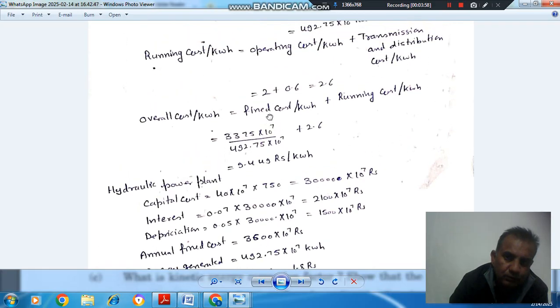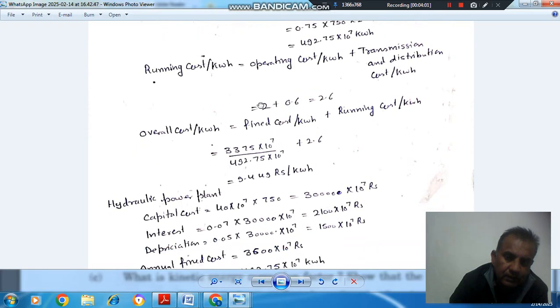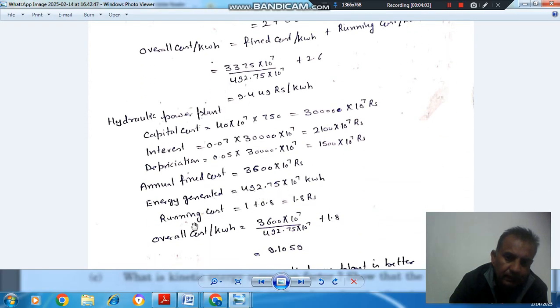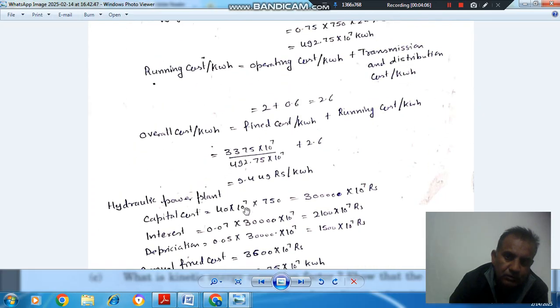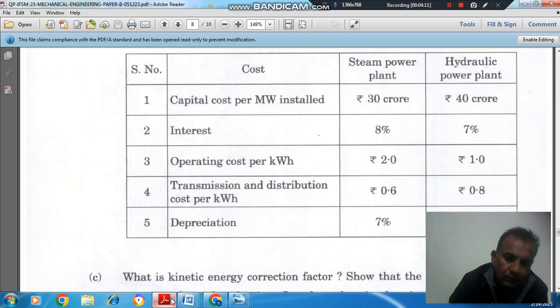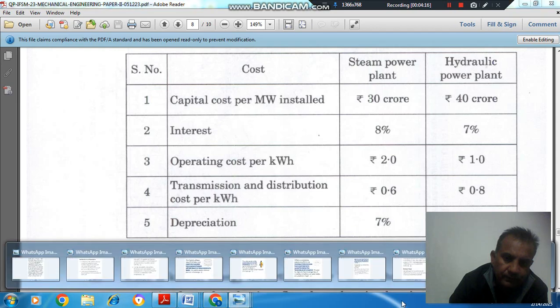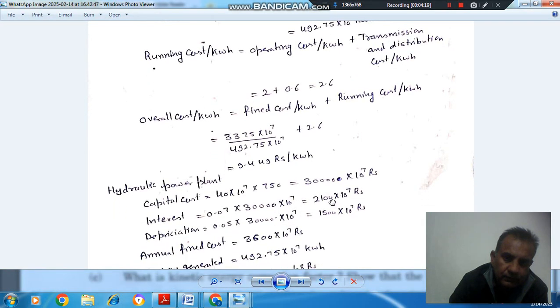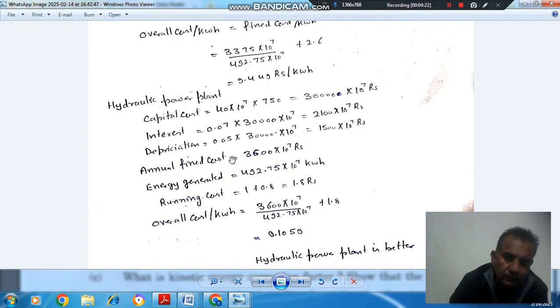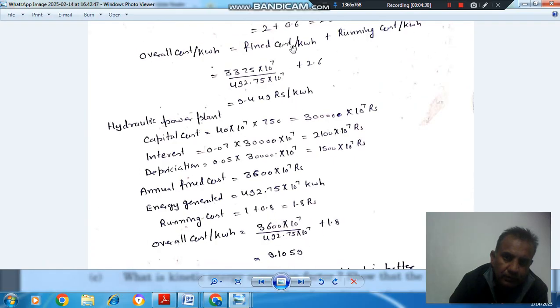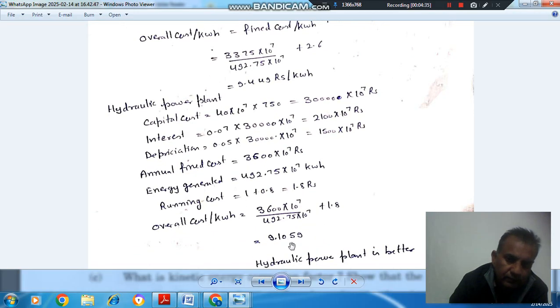Energy generated is the same because peak load is the same, number of hours is the same and load factor is the same. Running cost is the summation of operating cost per kilowatt hour and transmission distribution cost per kilowatt hour. For hydraulic it is 1 and 0.8, so it is 1.8. In the same way, overall cost is this total amount divided by the number of units, which is the fixed cost per kilowatt hour, plus running cost of 1.8. So that comes to 9.1059.